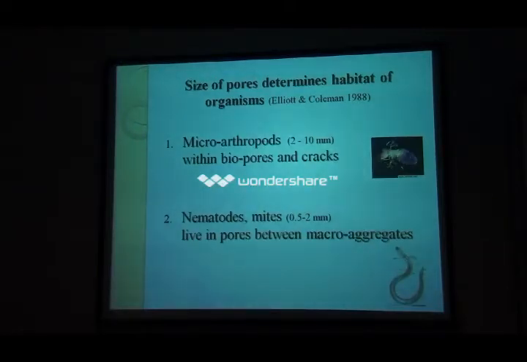And then Elliott and Coleman said within these 4 levels of pores, animals or fauna, or organisms of different sizes, live in different pores. So these are the large pores, the biopores and the cracks, and they contain fauna such as the microarthropods, which could be small beetles or organisms with a hard exoskeleton.